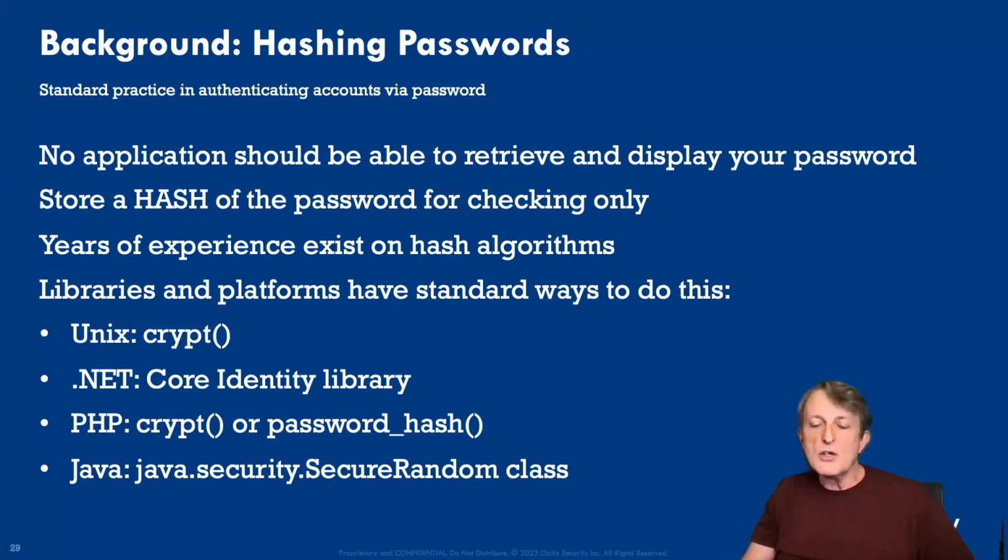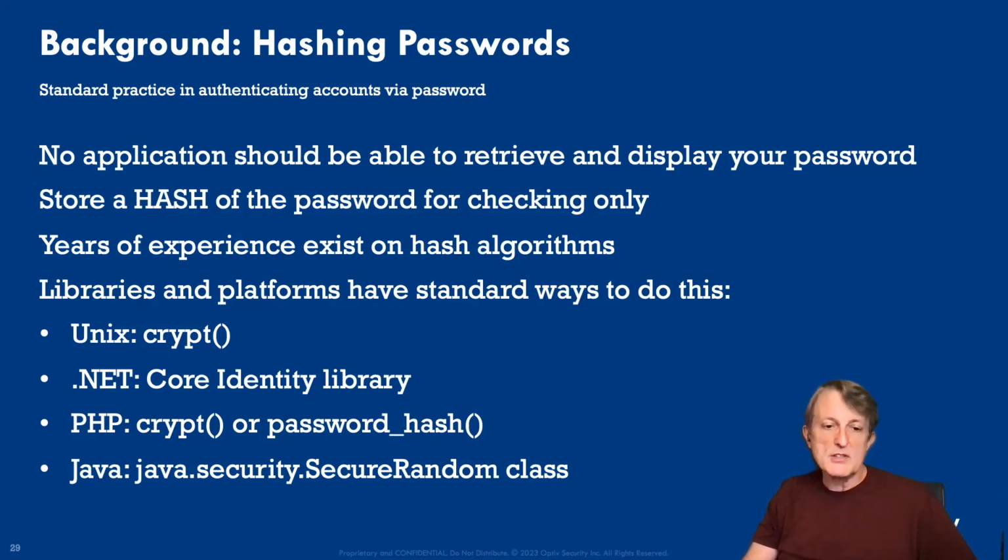You can spend hours talking about different hashing algorithms, but there's years of experience out there, and there are good hash algorithms. You can just find one that works and has been vetted and use it. And all the platforms have standard functions to do this. Unix has its old crypt function. .NET has what they call the Core Identity library that you can use to implement users on a website very easily.